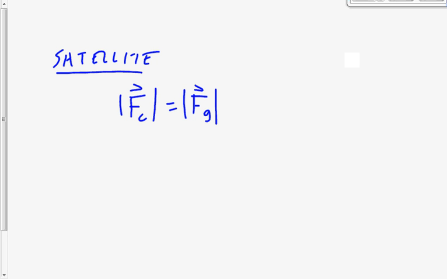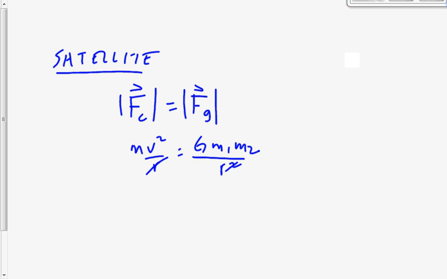In physics 30, sometimes you'll set the centripetal force equal to an electric force. Sometimes you'll set it equal to a magnetic force. Okay, maybe a frictional force. But right now, mv squared over r will be equal to G m1 m2 over r squared.